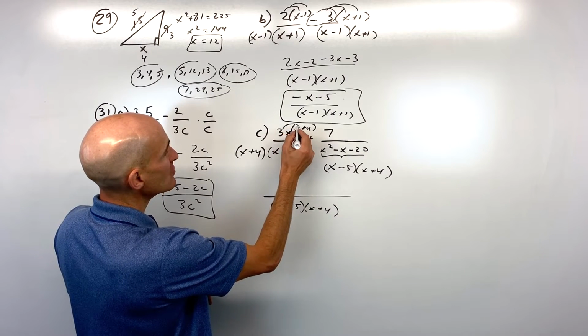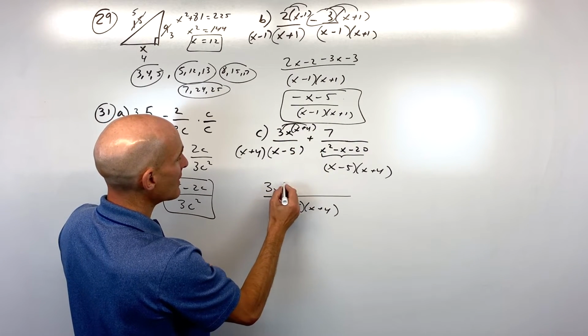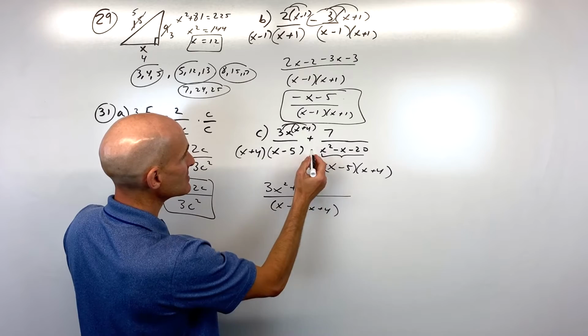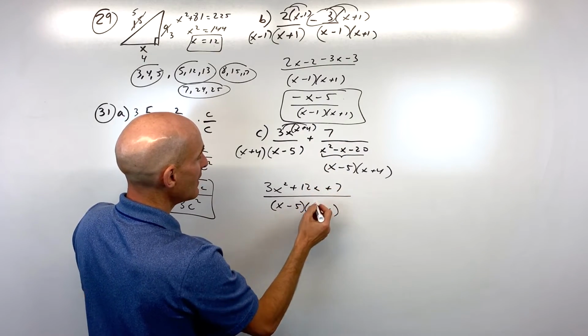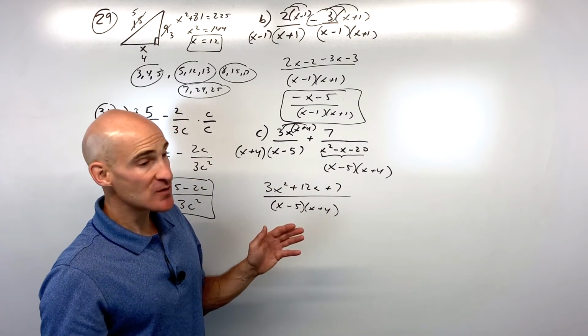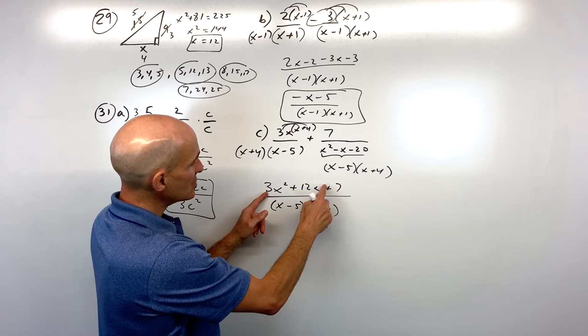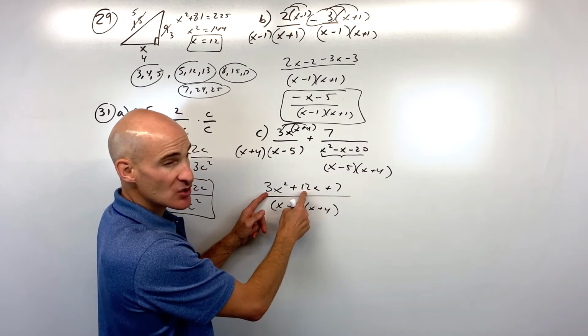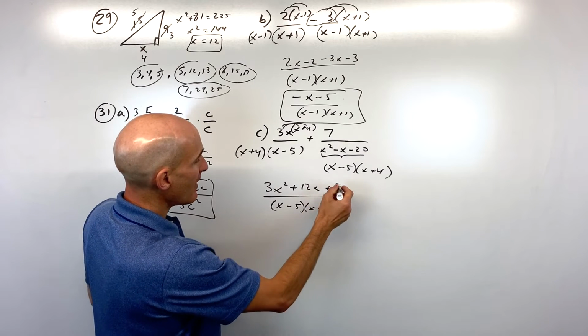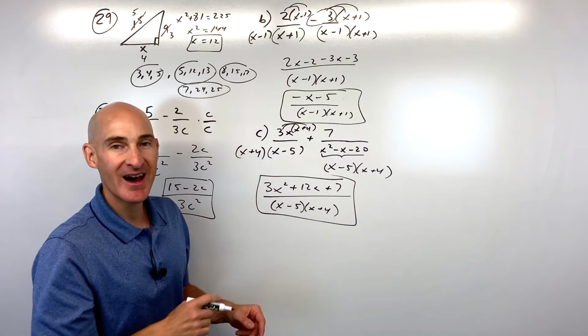Here I'm going to distribute the 3x, so that gives us 3x squared plus 12x plus 7. And then you can see if you can factor this further. Is there anything that multiplies to 21 but adds to 12? No. So this one's not factorable. That's as far as we can go, and you got it.